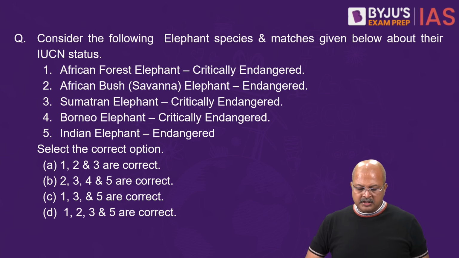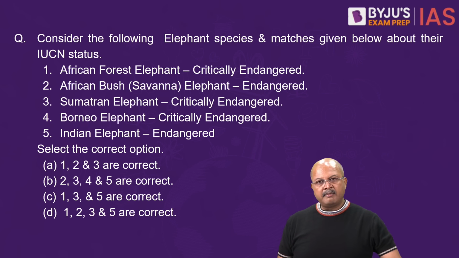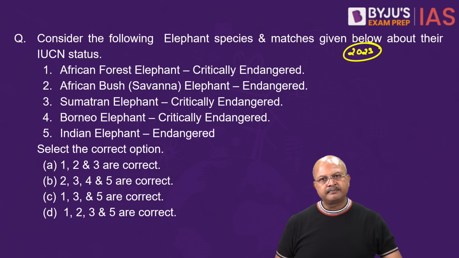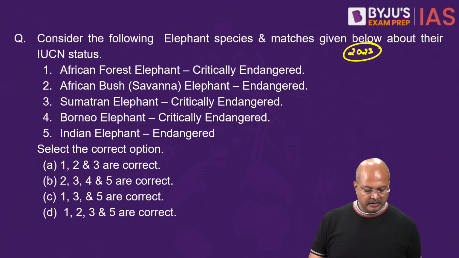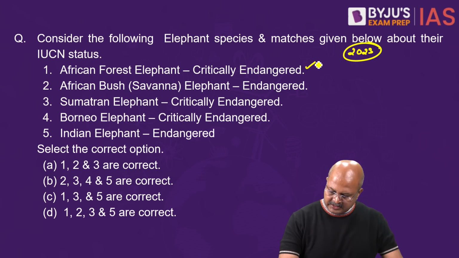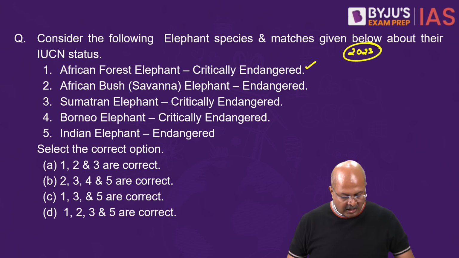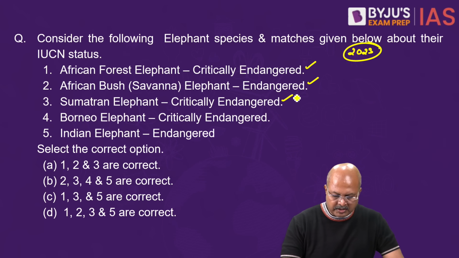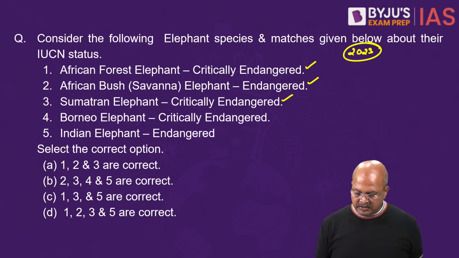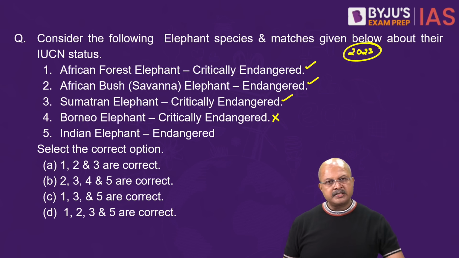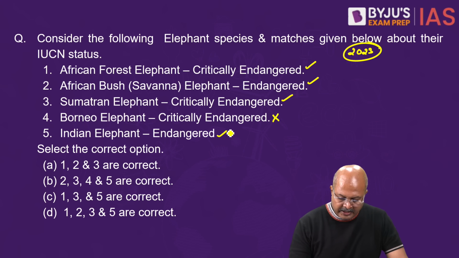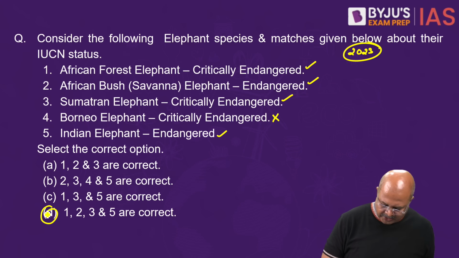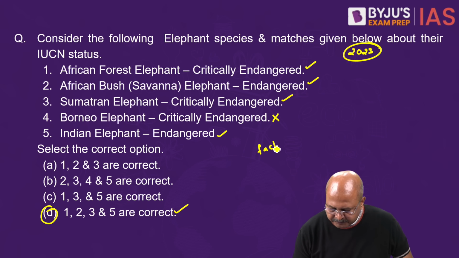Right. Now, consider the following elephant species and the matches given. Many species have changed their categories by IUCN. Sometimes they may ask directly: African forest elephant, yes, it has been classified as critically endangered. African bush elephant is classified as endangered. Sumatran elephant, the smallest one, is critically endangered. Bornean elephant is endangered. Indian elephant is endangered. So here 1, 2, 3 and 5 are correct answers. Very factual one.